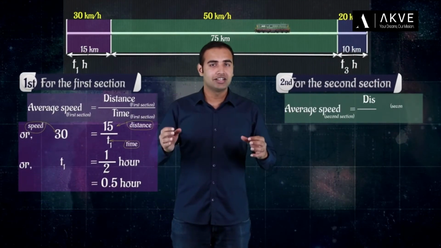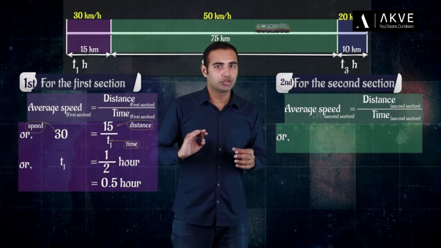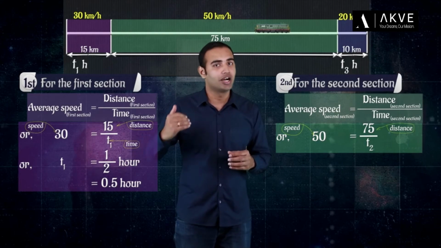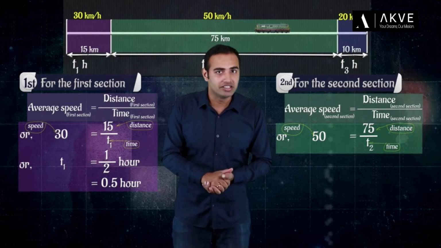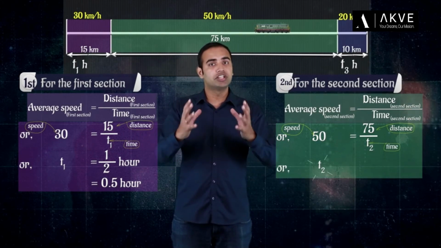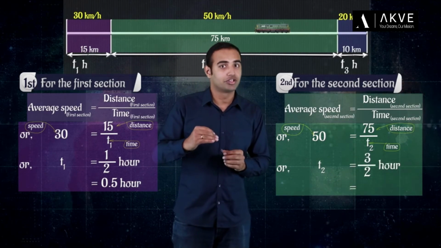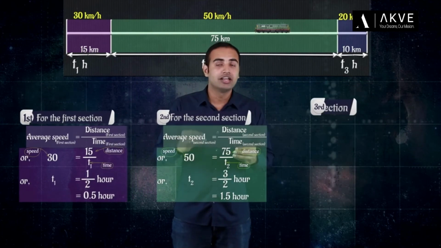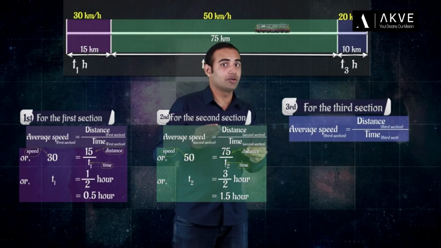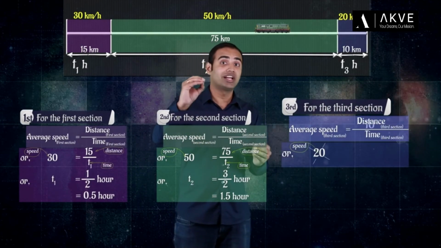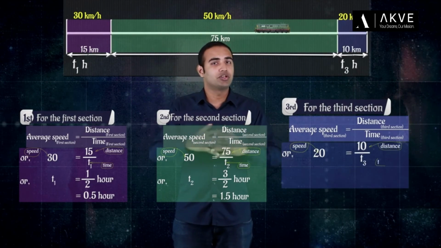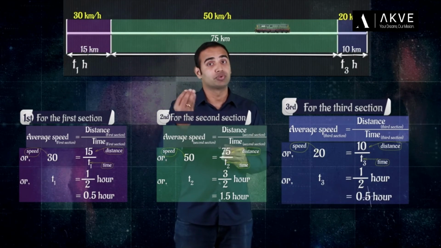Now in the second section, the average speed formula ultimately comes out to be 50 kilometers per hour is equal to 75 kilometers divided by t2 hours. Solving this is very easy, and ultimately the value of t2 comes out to be 3 by 2 hours or 1.5 hours. And finally, in the third section, the average speed formula transforms into 20 is equal to 10 divided by t3. The value of t3, guys, comes out to be 1 by 2 hours or 0.5 hours once again.